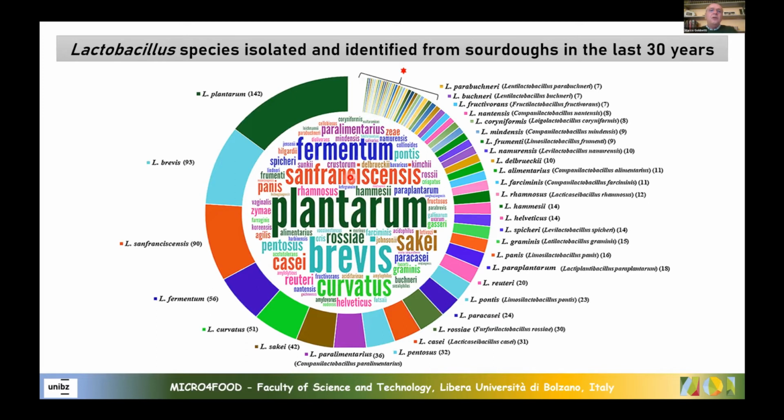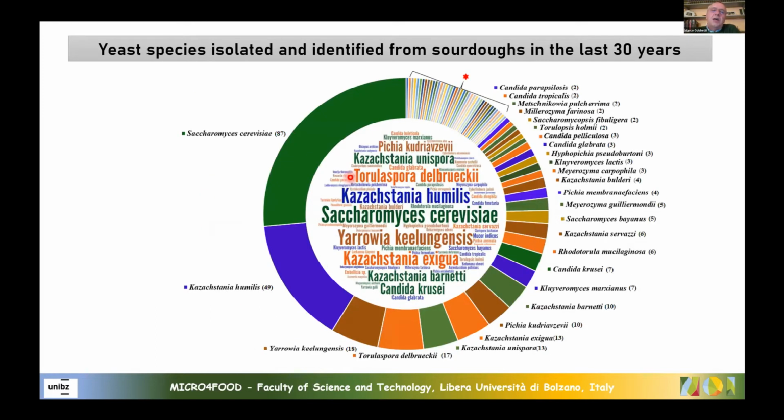The same figure has been done for yeast. One of the main yeasts that you can find in the sourdough is Saccharomyces cerevisiae, but please pay attention, Saccharomyces cerevisiae, the wild strain, and not as contaminant from baker's yeast.